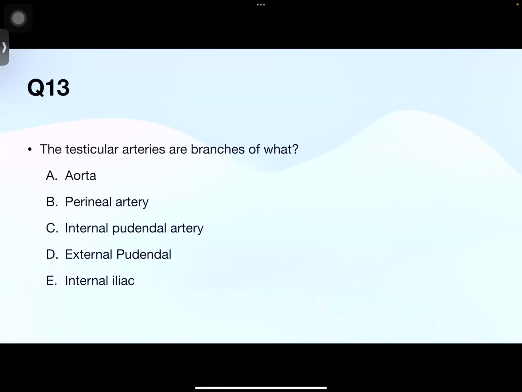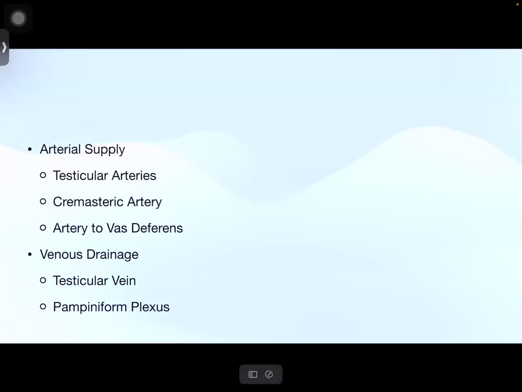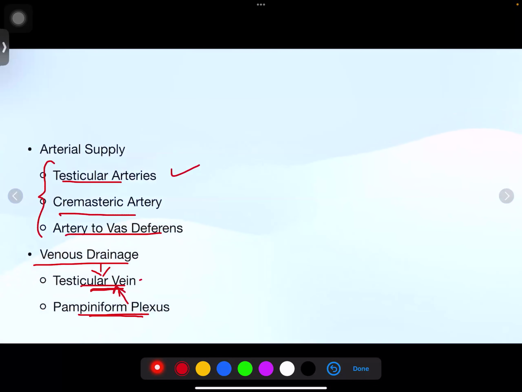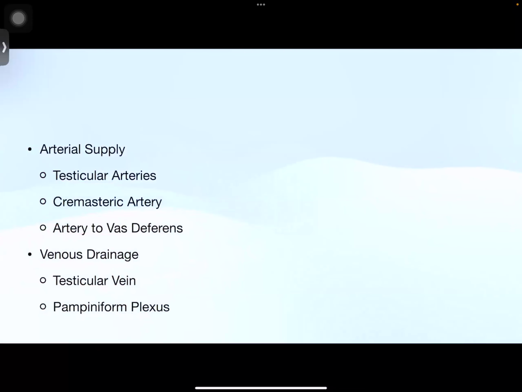So the testicular arteries are branches of what? Aorta. Yes, that's great. The testis has three arterial branches from three roots: the testicular artery, which arises from the aorta, the cremasteric artery, and the artery to the vas deferens. The venous drainage is by the testicular vein, and the pampiniform plexus drains into the testicular vein, and then it goes to the inferior vena cava.